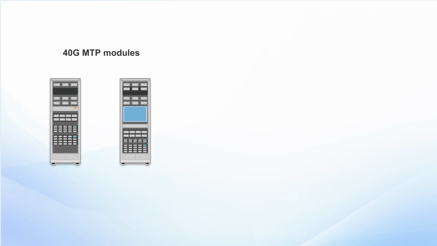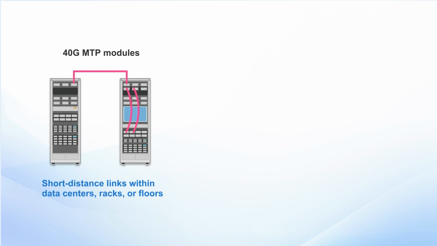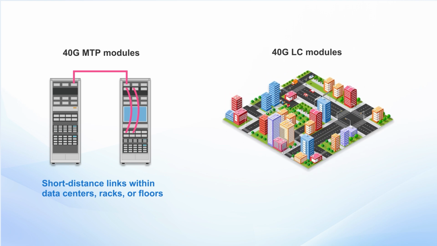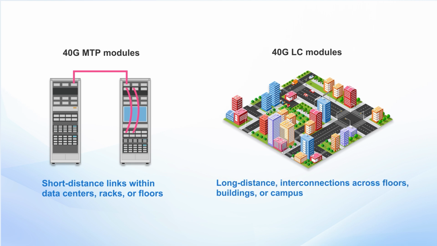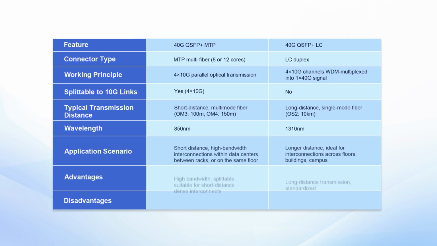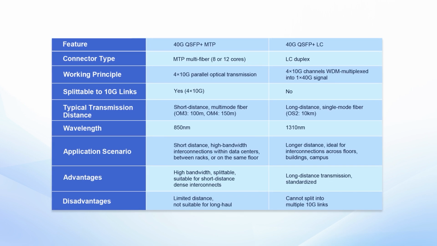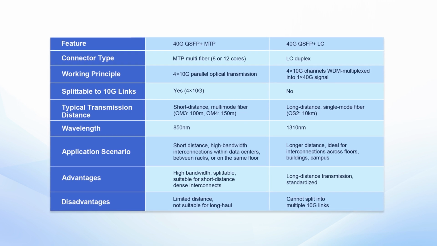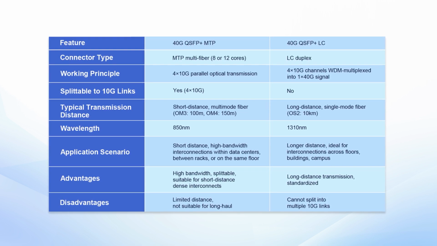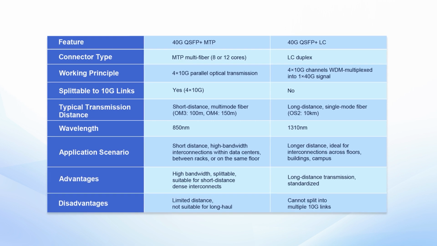Finally, they have different application scenarios. 40G MTP modules are suitable for short-distance, high-bandwidth interconnections within data centers, between racks, or on the same floor. In contrast, 40G LC modules can support longer distances, making them ideal for interconnections across floors, between buildings, or even throughout a campus. Okay, that concludes our summary. If you still have any questions, please refer to the table below, which outlines their differences, advantages, and disadvantages. You can consider these factors before making your choice.